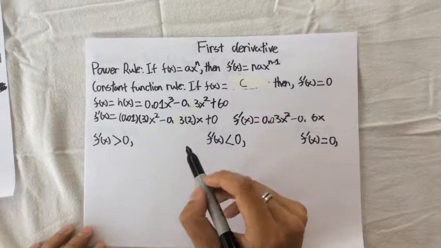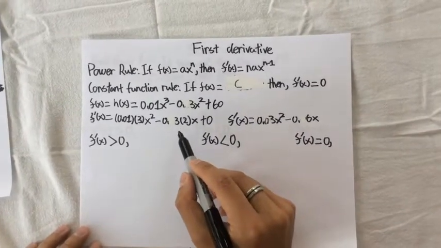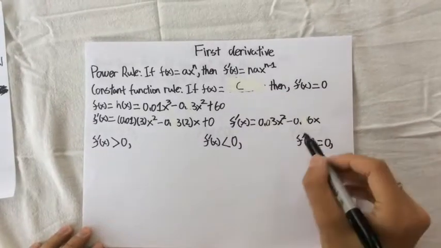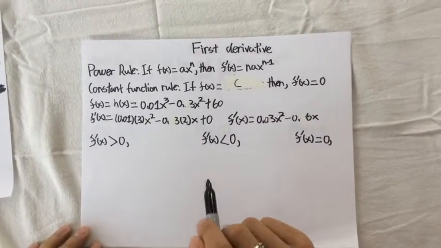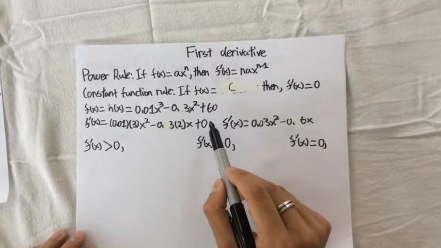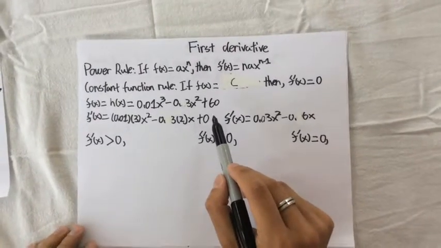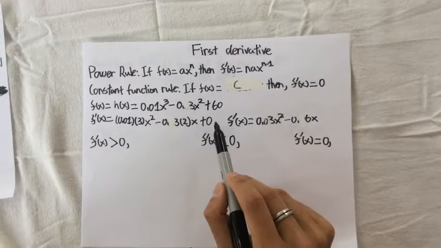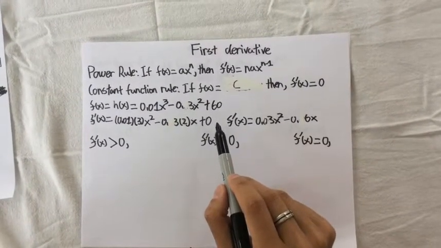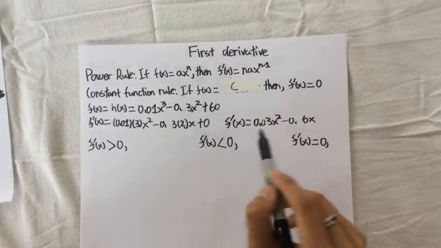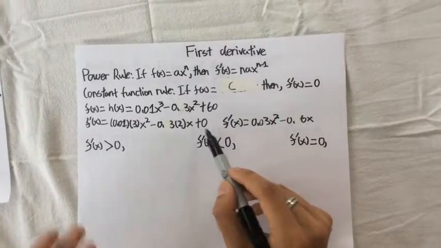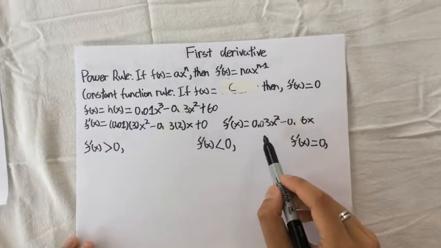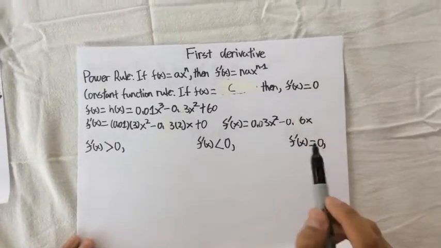And we're going to do the same thing for the second term, 2 multiplied by negative 0.3, which is negative 0.6. And then lastly, for the last term, 60, we have to apply the constant function rule. The rule states that if f of x equals any constant value, then the derivative of it will be 0. And finally, we don't need to write the 0. So f prime of x equals 0.03 x squared minus 0.6x.